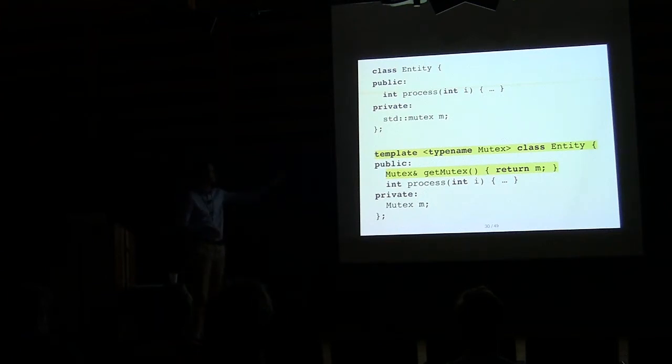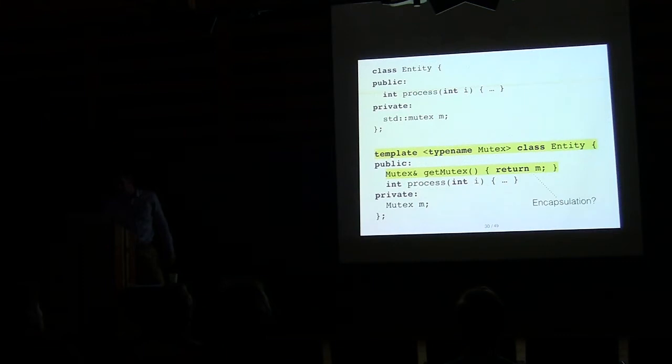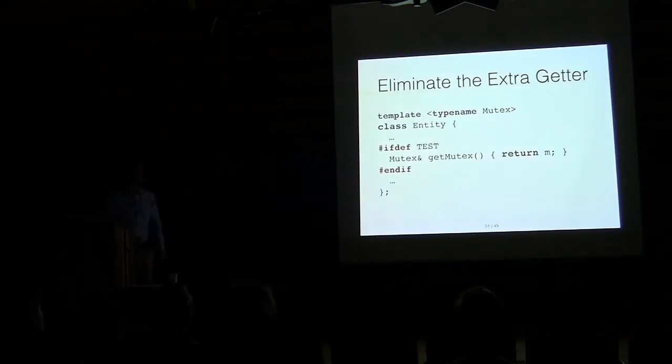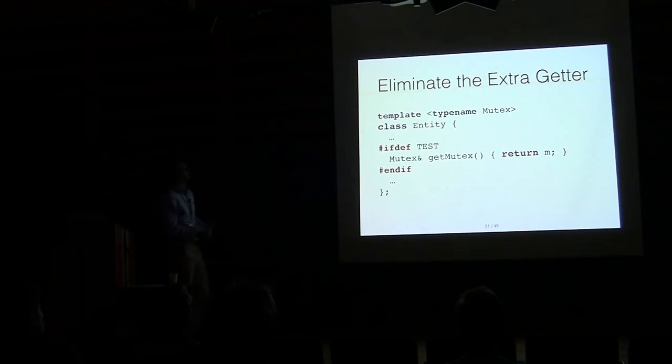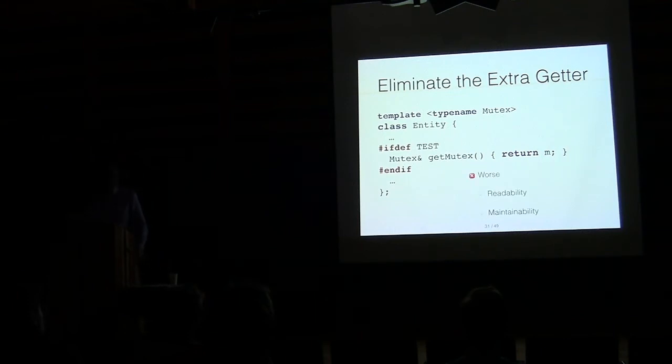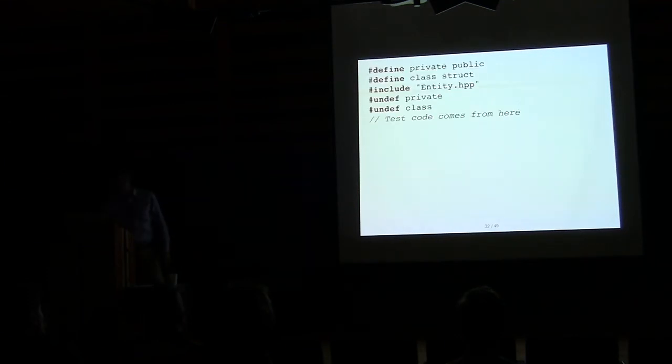We introduced this type template parameter and the getter. This getter is still violating encapsulation, so it would be really nice if we could get rid of it. So this is some idea, but we can skip it really fast because it just works, right? Another idea.